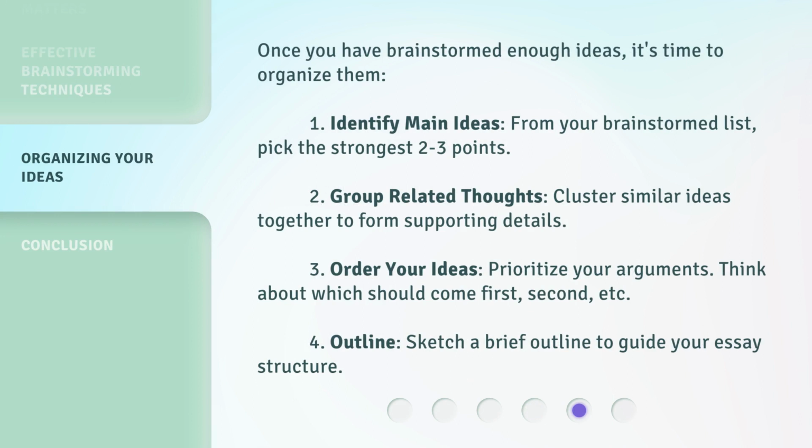Once you have brainstormed enough ideas, it's time to organize them. 1. Identify main ideas. From your brainstormed list, pick the strongest 2 to 3 points. 2. Group related thoughts. Cluster similar ideas together to form supporting details.